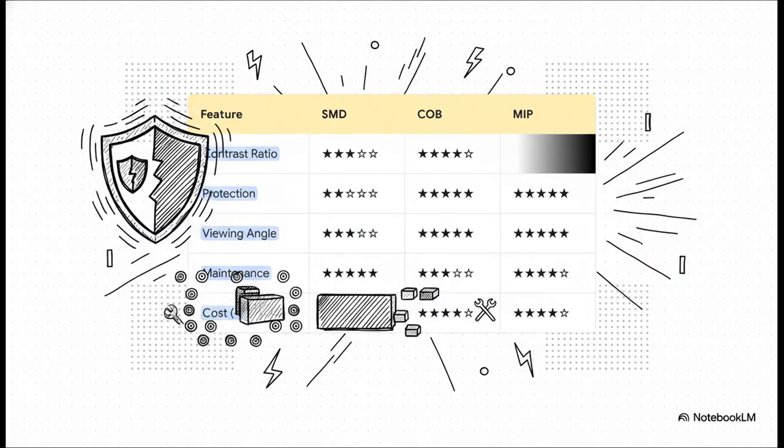Oh, this chart tells such a great story. Check out protection. SMD gets a measly 2 stars because its LEDs are just hanging out in the open. But COB and MIP? Perfect 5 stars. They're sealed and safe. Now for contrast ratio, the difference between the darkest black and the brightest white, MIP is the clear winner. But look at maintenance. SMD is king here because you can swap out one pixel at a time. COB's solid surface makes that a lot harder. And MIP, once again, finds that perfect sweet spot in the middle.